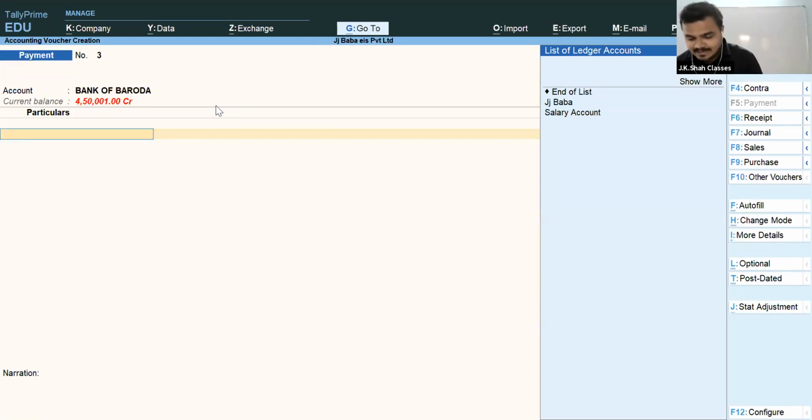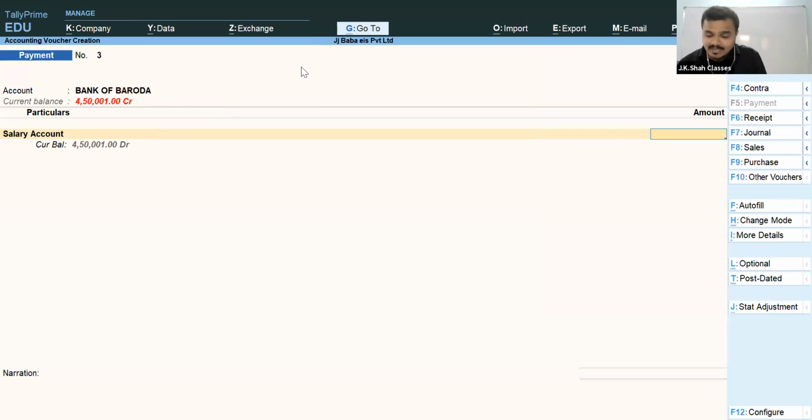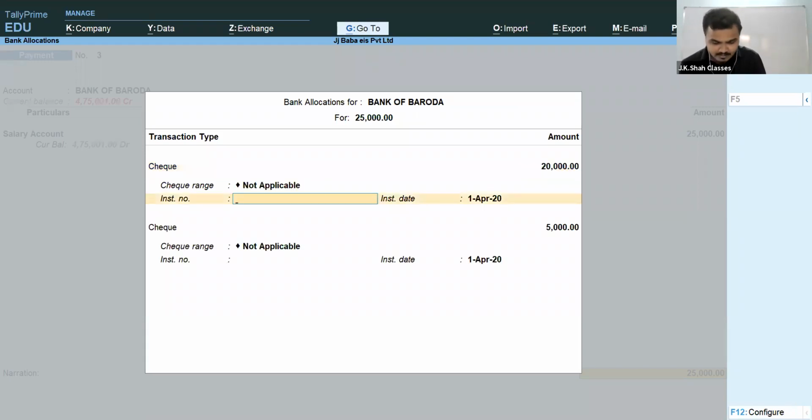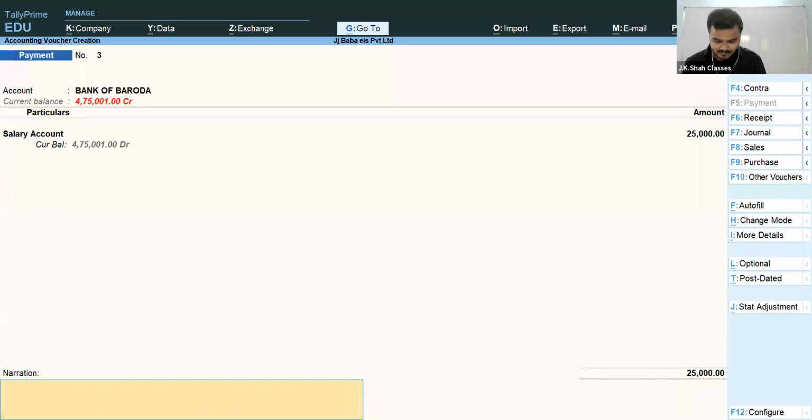Now, obviously, here we had created a salary account. But suppose, let's take the example, I want to create one more account. Or we'll keep it as the salary account. Let it be. Now, salary expenses, suppose I made it, and I paid Vishal a salary of 25,000 rupees by cheque only. 20,000 rupees by cheque, instrument number 121212, and 5,000 by cheque, 121213.